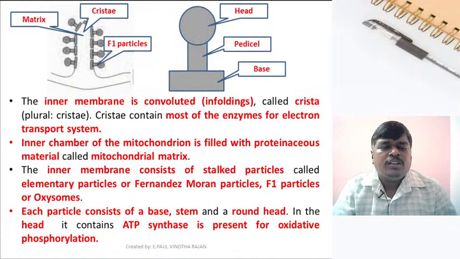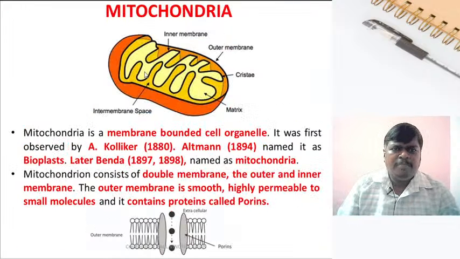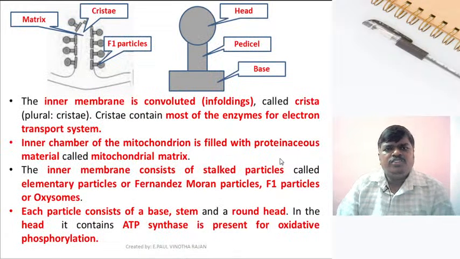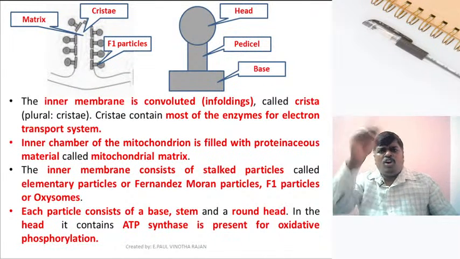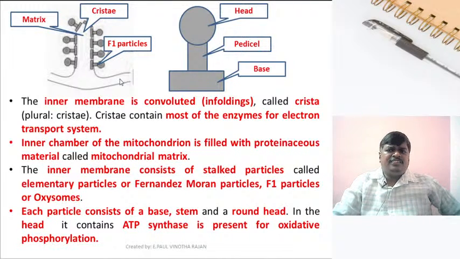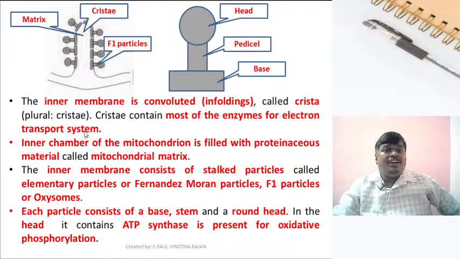Similarly, the inner membrane, can you see the inner membrane has lots of inner foldings? These are all inner foldings. These inner foldings are called cristae. So this inner membrane has lots of infoldings. Those inner foldings are known as cristae. The cristae contain enzymes for the electron transport system.